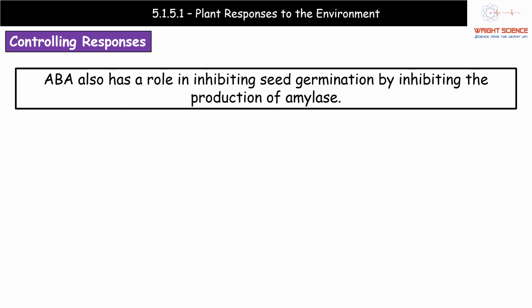We've already said that the gibberellins are going to promote seed germination by triggering the release of this amylase. ABA has the opposite role. It actually inhibits the germination of seeds by inhibiting the production of amylase. So at those points where the seeds shouldn't be germinating, this ABA would be present and it inhibits that production of amylase and therefore prevents the seed germinating when it shouldn't do.